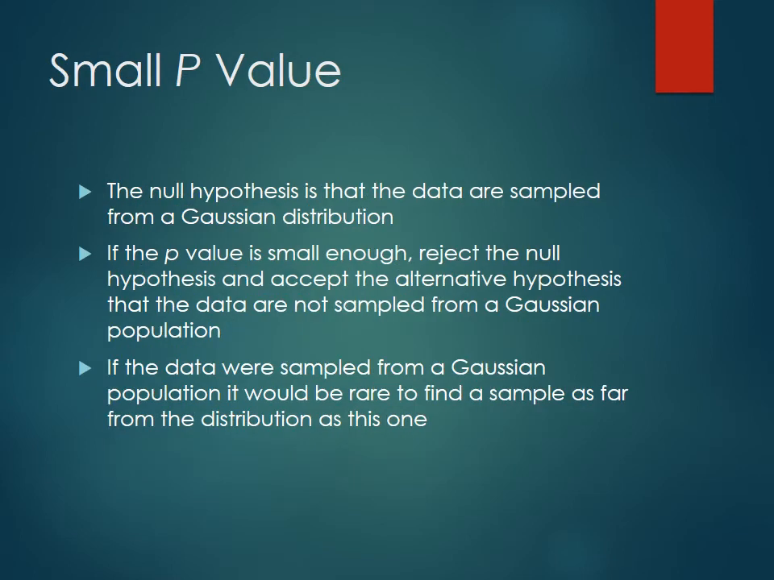If you have a small p-value, though, what you're showing is that your sample deviates enough from a Gaussian distribution to show that it is not normally distributed, meaning that it deviates too far away. So if you had a p-value from these normality tests that was less than 0.05, you have to reject the null hypothesis and conclude that your sample is not taken from a Gaussian population.